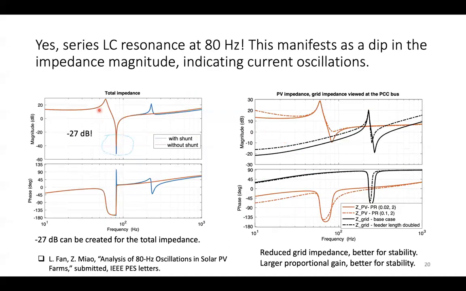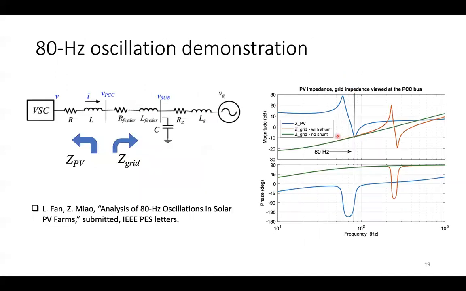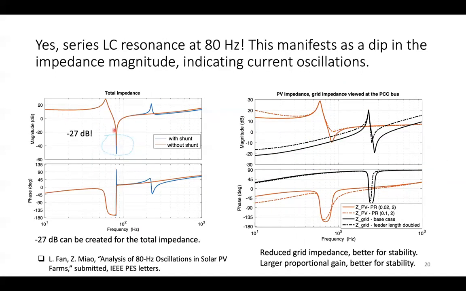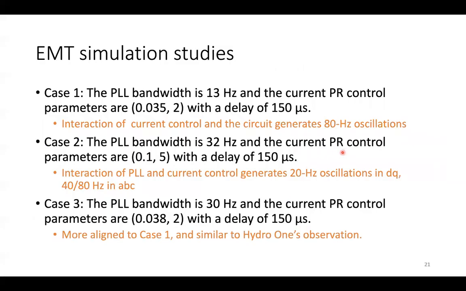So we're going to plot the total impedance, adding these two impedances together. Then that's what we see. At 80 Hertz, there's a dip. That means LC resonance again. Without the shunt, you always have this dip. A little bit of sensitivity analysis: if we reduce the grid impedance, it's better for stability. If we have a larger proportional gain, it's better for stability, but I guess we are not interested in keeping reading that. Let's look at simulations.